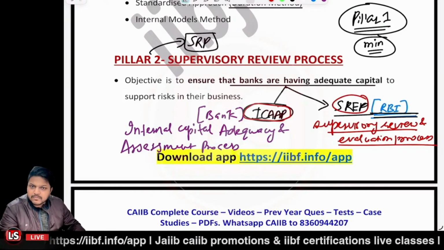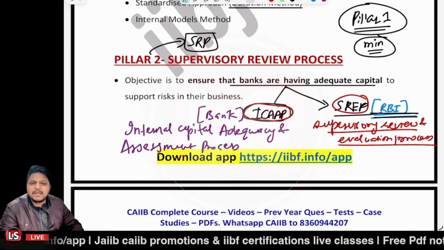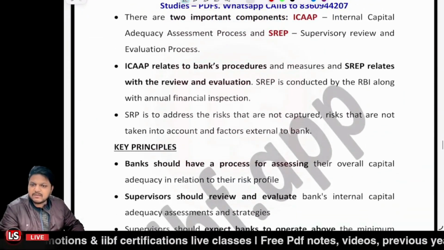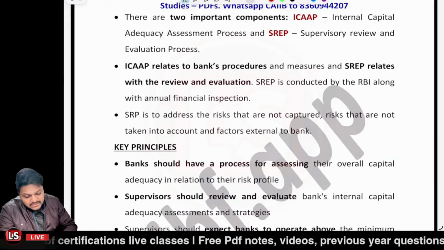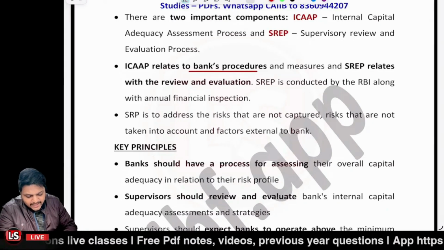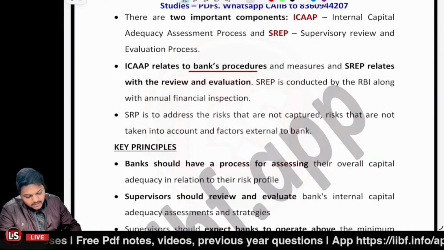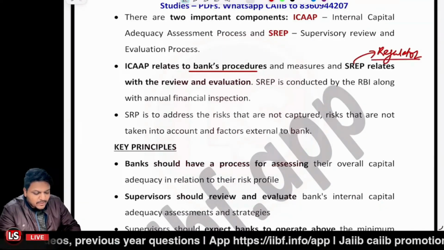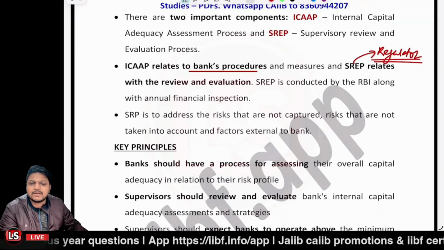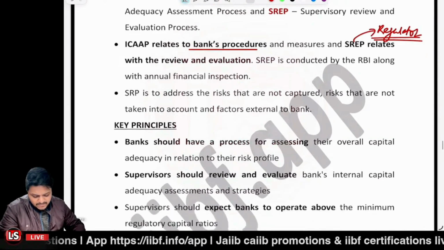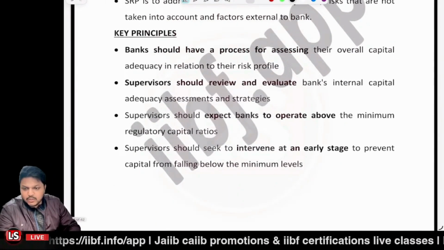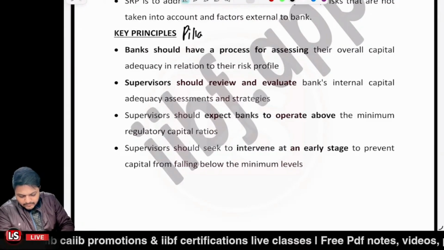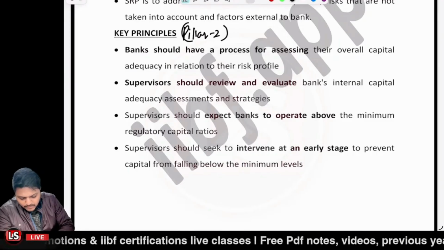Clear to you? Okay. Now, ICAAP, as the name suggests, is the internal capital adequacy assessment process, I already told you. ICAAP is related to the bank's procedure, the bank's measure, and SREP is related to the regulator. This is related to the supervisor, or we can say simply the regulator. Okay, is that clear so far? There are 4 key principles related to SRP, that is pillar 2. For pillar 2, we have 4 principles.